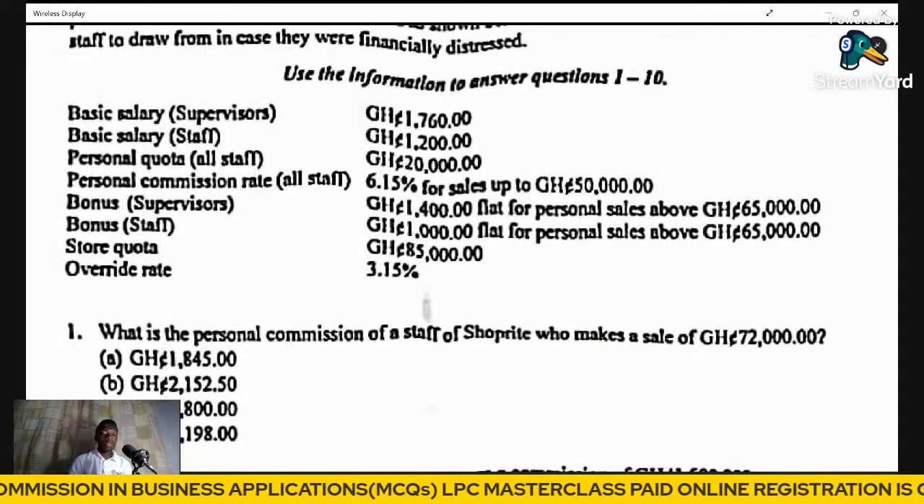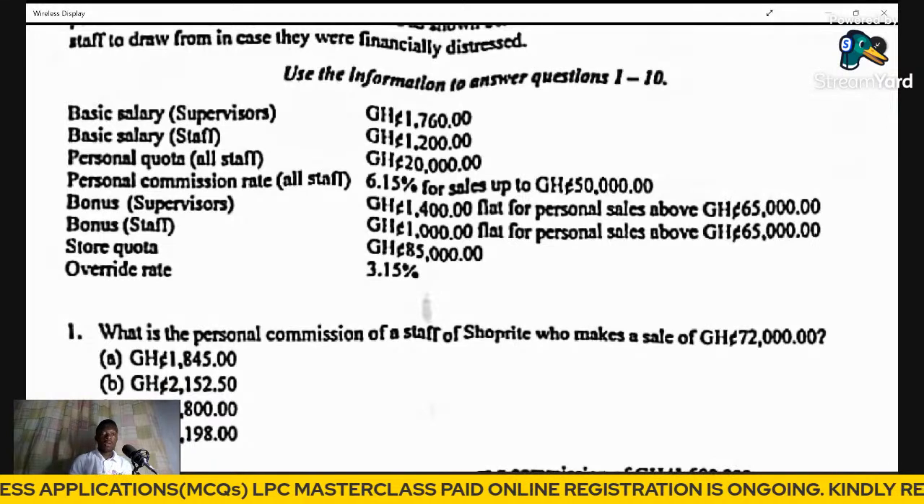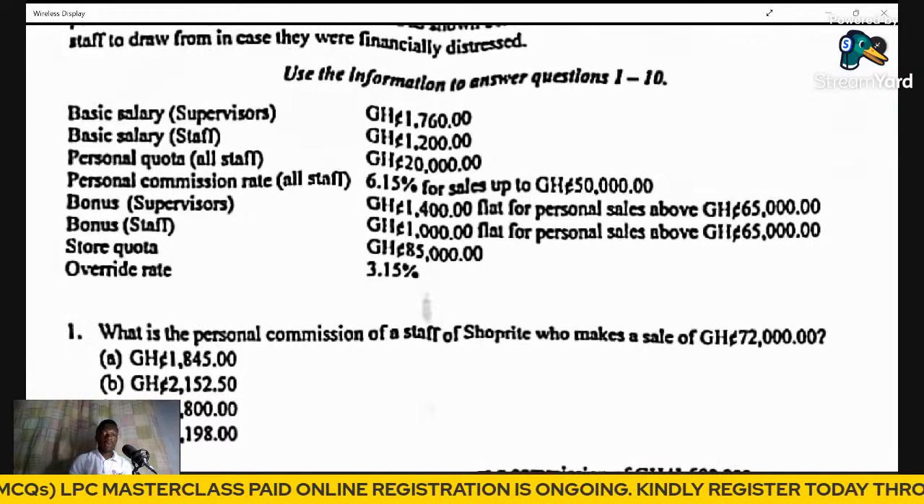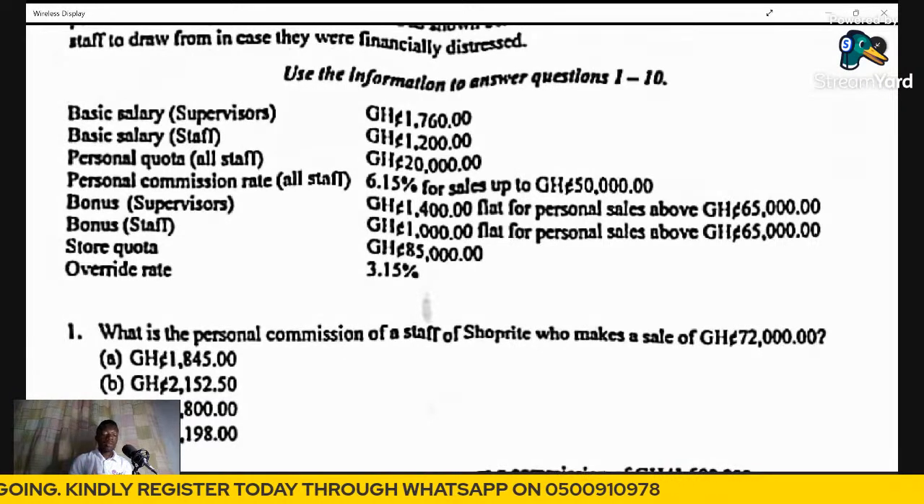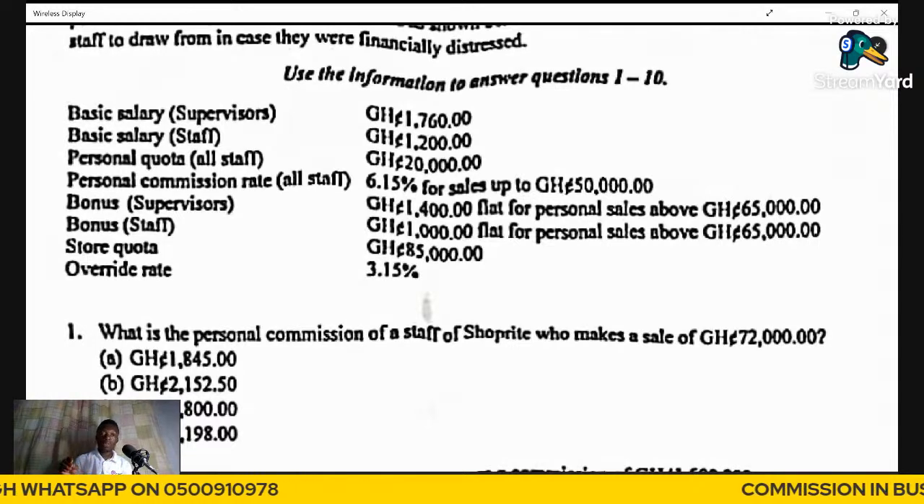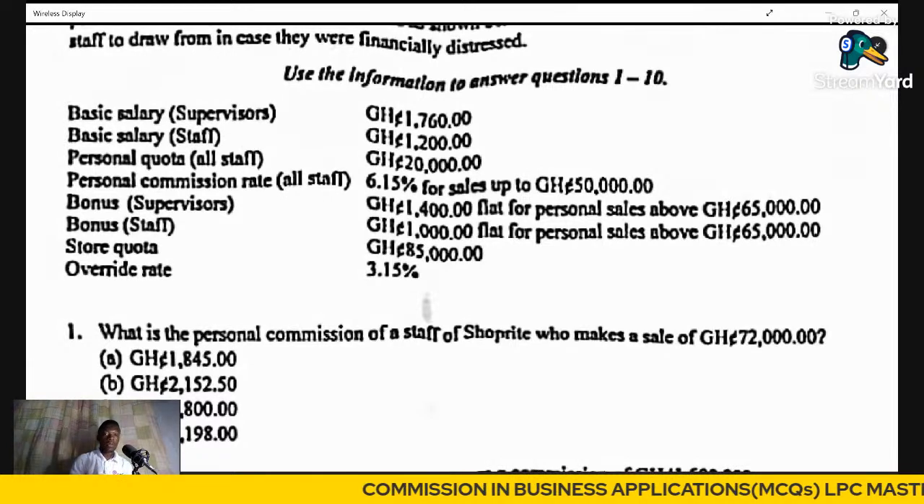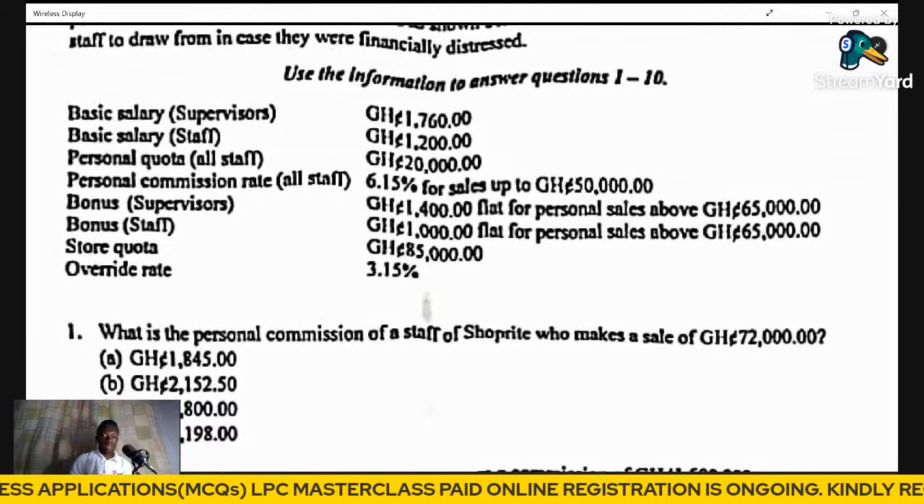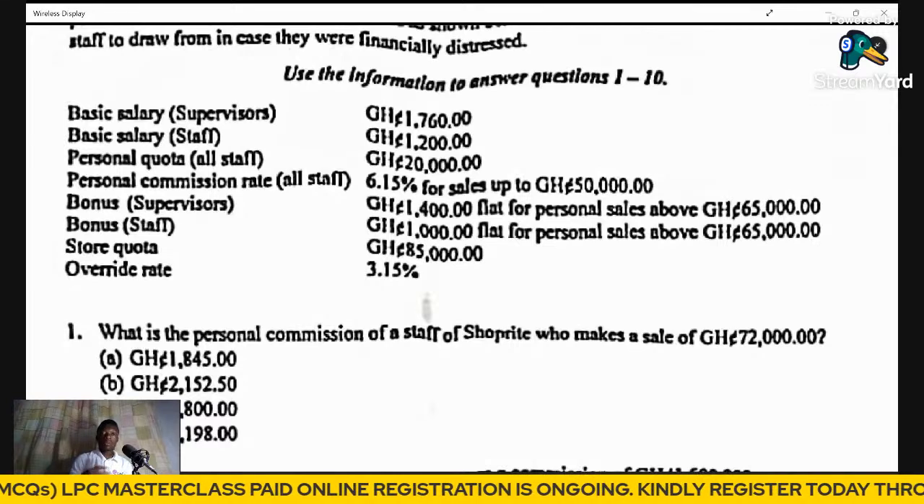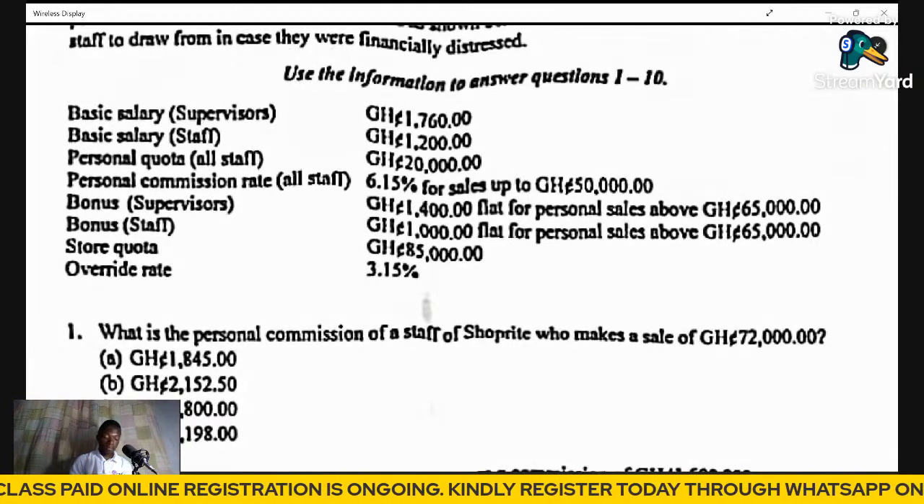So we have this information also given. We have the basic salary for supervisors, the basic salary for staff, and the personal quota, that is 20,000 for all staff. Then you also have the personal commission rate, that is 6.15% for all sales up to 50,000. We also have the bonus for supervisors, the bonus for staff, the store quota, and the override rate. As and when we move on, these kinds of terms will be explained as we move along.